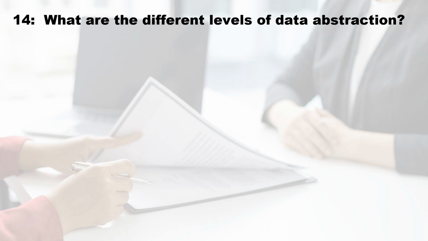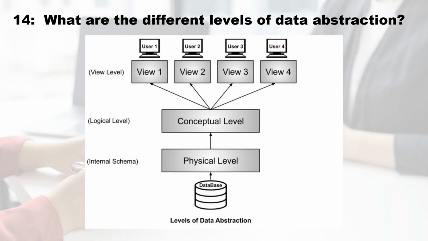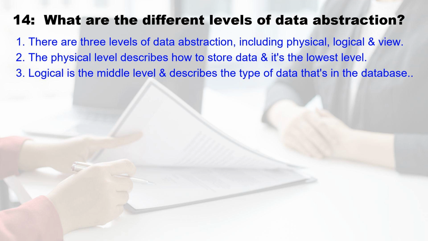Number 14. What are the different levels of data abstraction? There are 3 levels of data abstraction, including physical, logical, and view. The physical level describes how to store data, and it's the lowest level. Logical is the middle level and describes the type of data that's in the database.